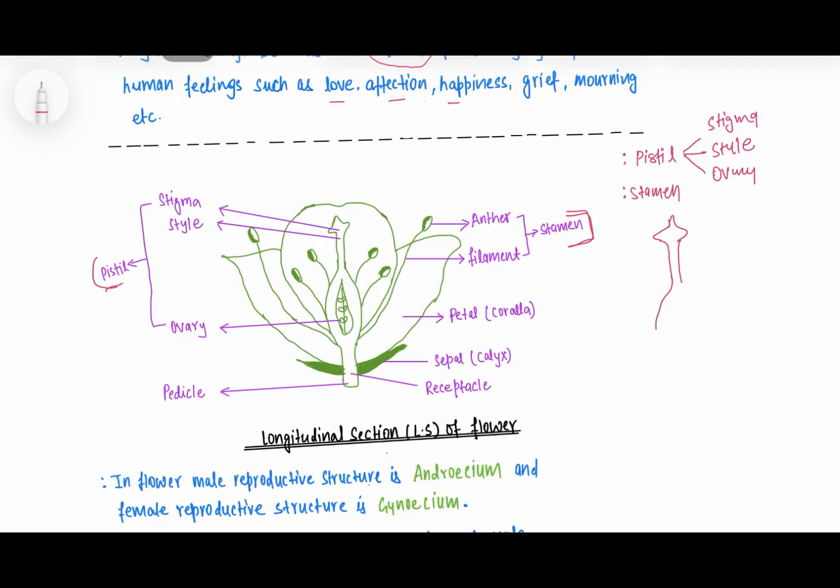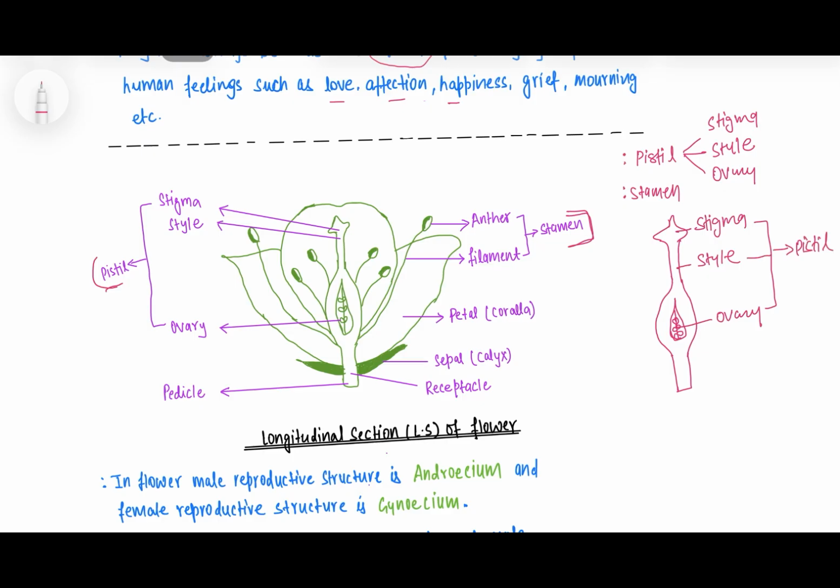As both parts are important, I want you to be clear with this at least. So this is stigma, this is style, ovary, and these three form pistil.